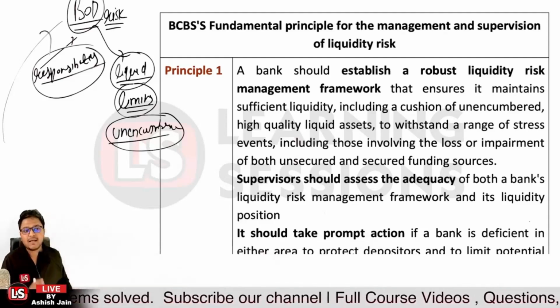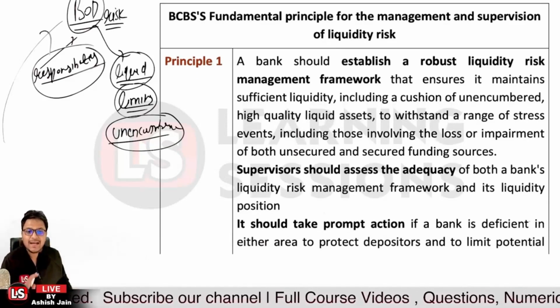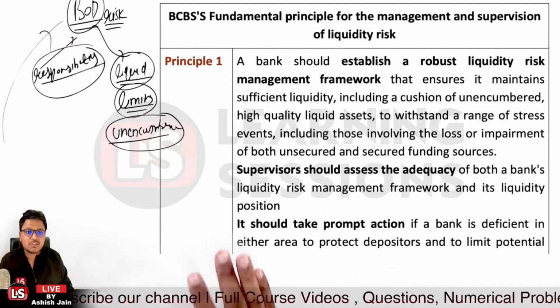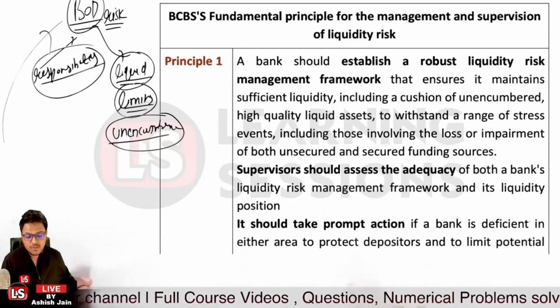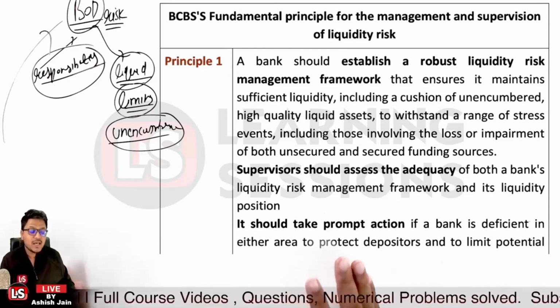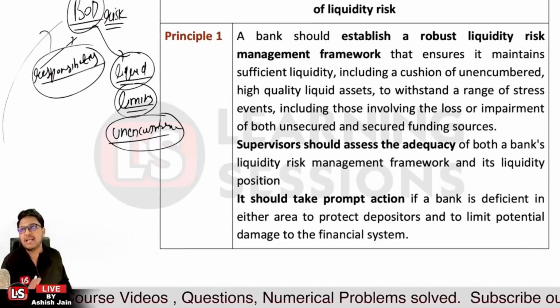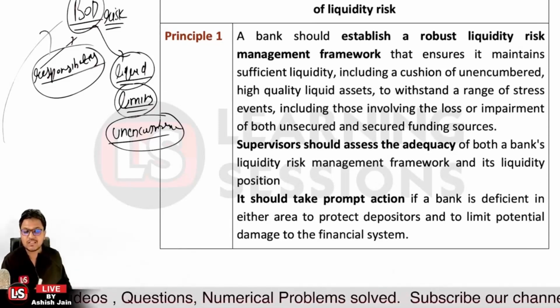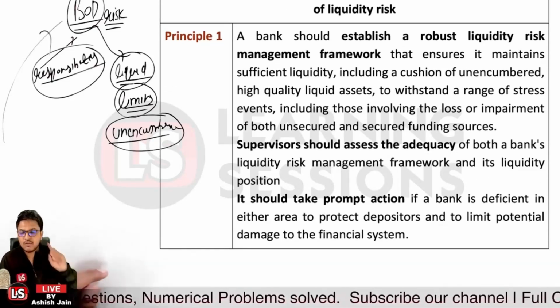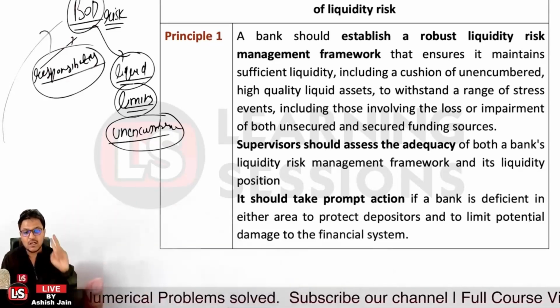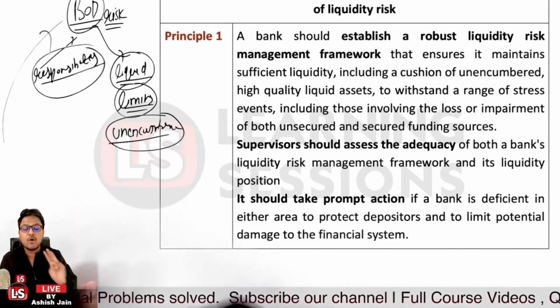And further, if the bank is in a deficient position, prompt action must be initiated, so as to protect the depositors and limit the potential damage to the reputation of the bank. So that's principle 1. It covers the board of directors, the supervisors, and the prompt action plan.